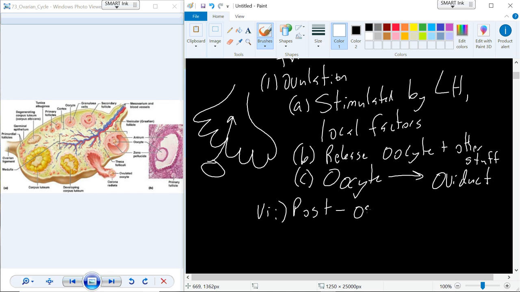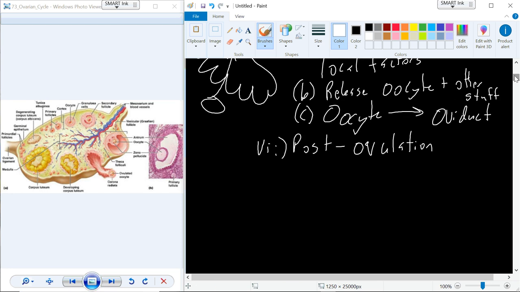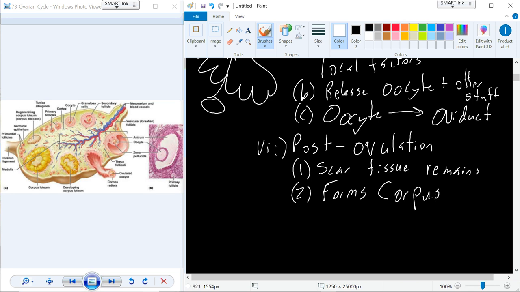Now, after ovulation, during that post-ovulation period, you can see that you actually have this remnant scar tissue from where ovulation had occurred. So we have these remnants from the graafian follicle, the stuff that moves into the pelvic cavity. And as we progress in time, we begin to heal this scar tissue, and it eventually develops into a structure called the corpus luteum.